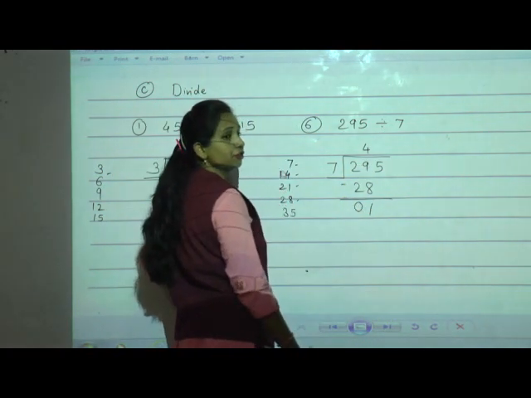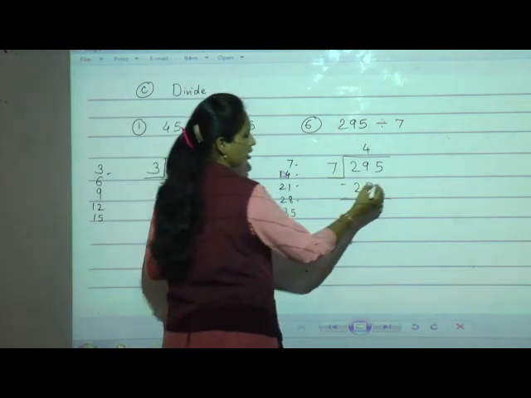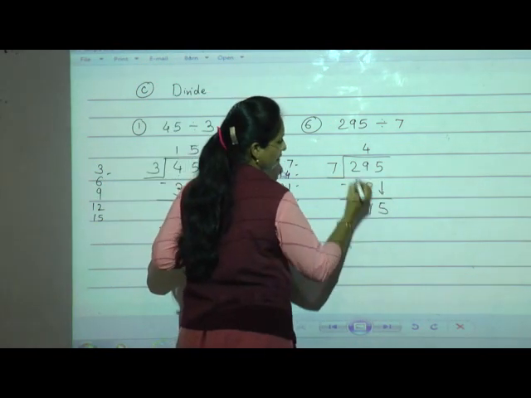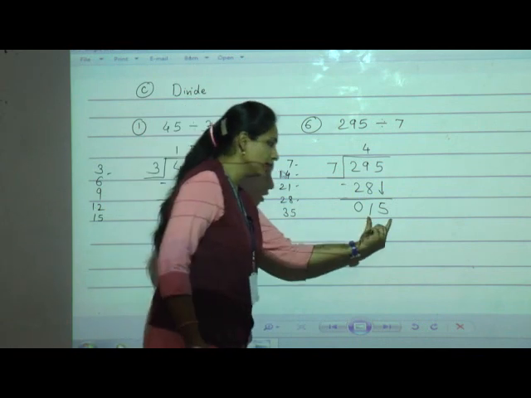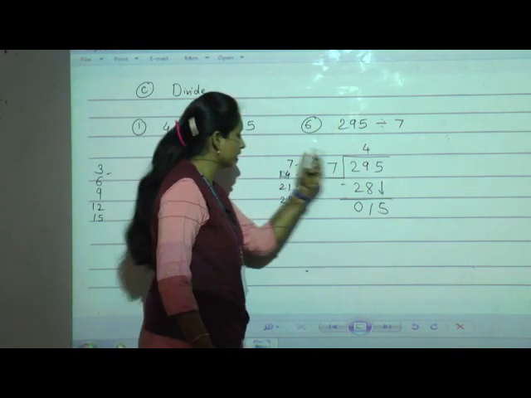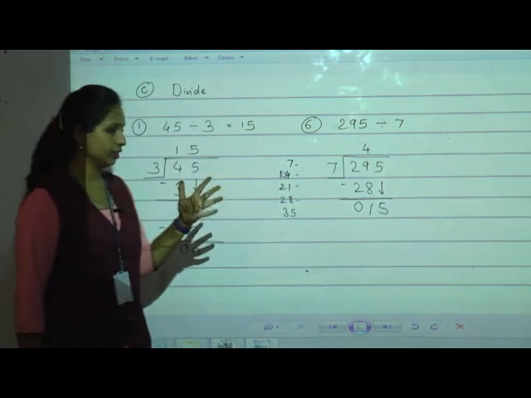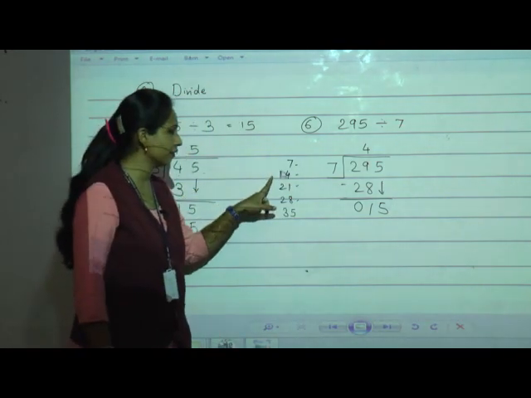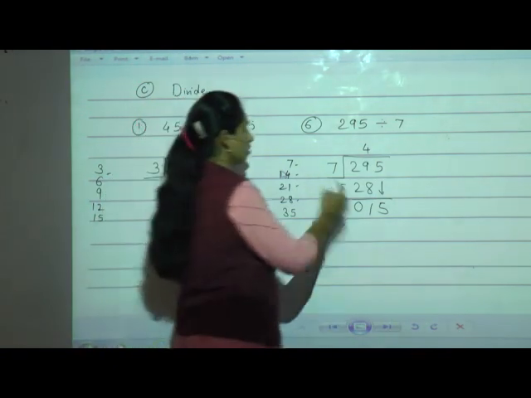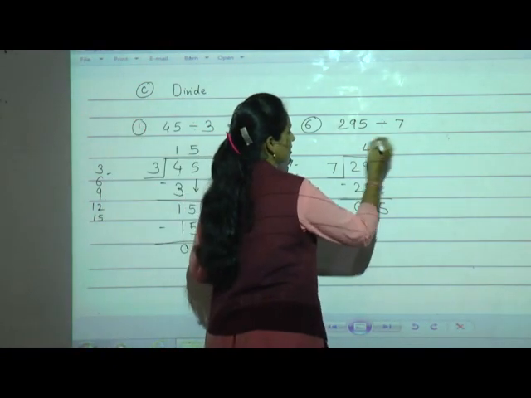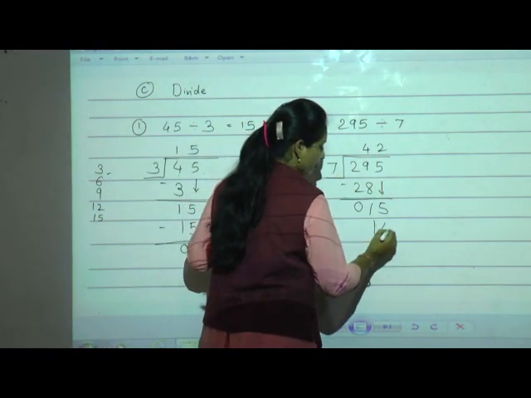Now what we have to do? We have to bring down ones. How many ones are there? 5 ones. Now together we have to find out this number in 7 table. 15. Is 15 there in 7 table? No, it is not there. Now what is less than 15? It is 14. So where is it? Second place. 7 twos are 14.